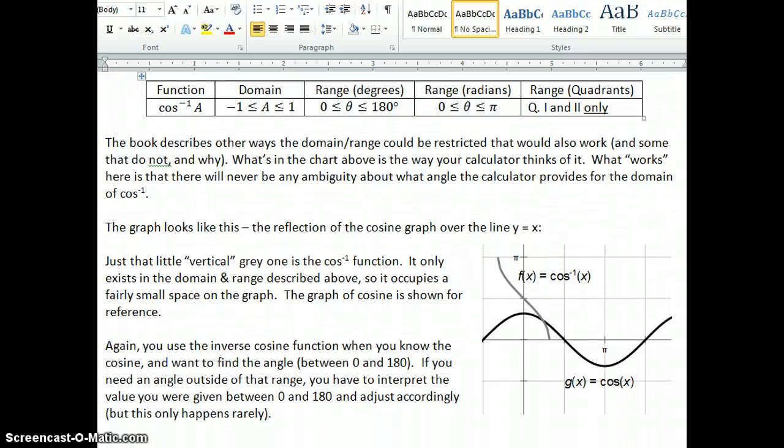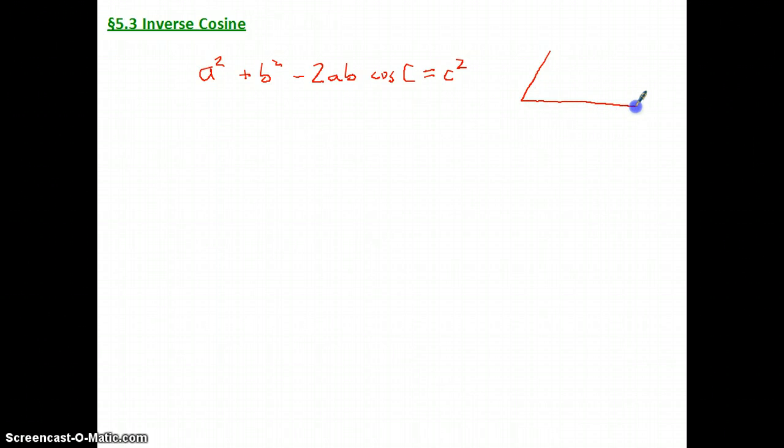Okay, so let's do one of those problems from scratch, so you're not just looking at me doing it, already done like in your notes. Let's say you're doing some law of cosines problem where you had a squared plus b squared minus 2ab cosine C equals c squared, and you had some triangle, and you knew some of these values, like we knew all three sides of the triangle.